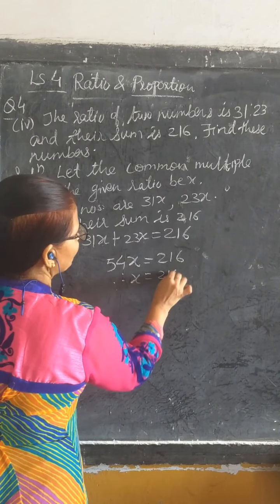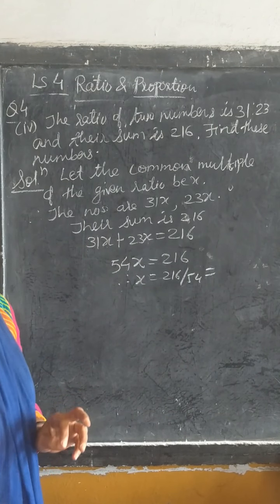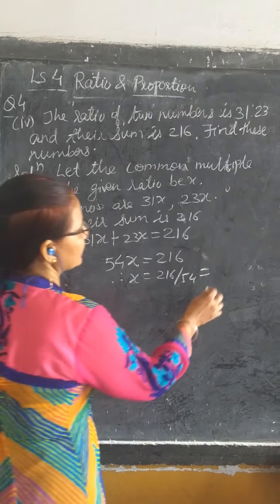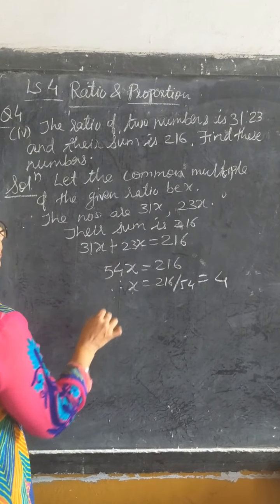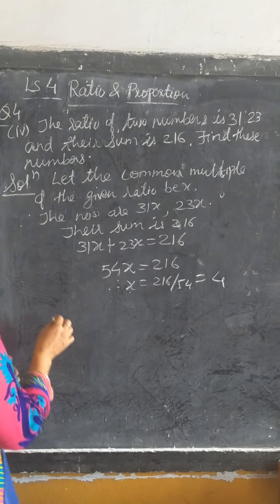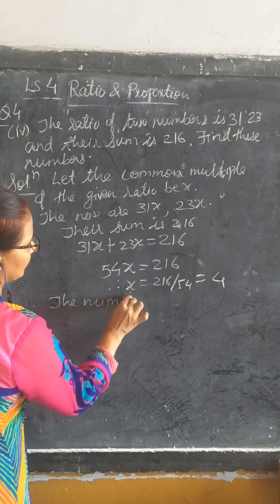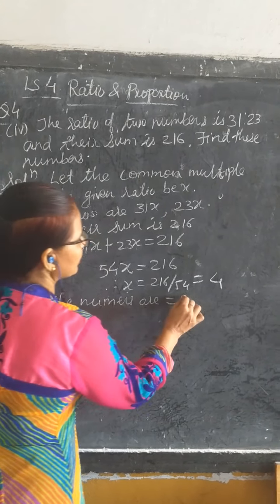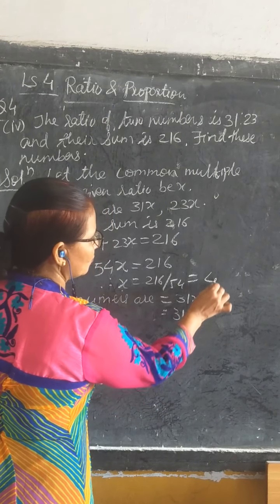Therefore x is equal to 216 by 54, and when you divide 216 by 54 you will get x is equal to 4. So the value of x is 4. Now you have to find these numbers. So let's write, therefore the numbers are, our first number was 31x. So we write 31x, in place of x you will write 4.